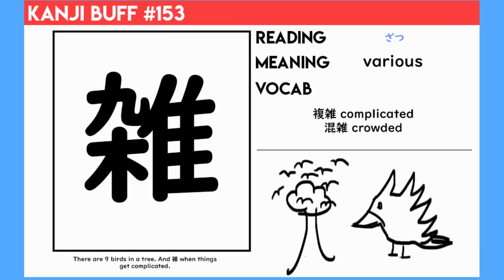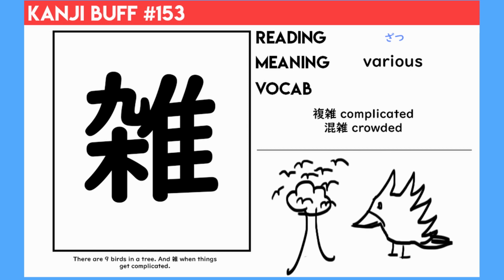So first one today is number 153, which is zatsu, which means complicated or various. So how can you imagine this? This right side radical here is supposed to be like a turkey or a bird. You can see that there's like little feathers here, and that's like a little plume, and that's like its little spiky head thing. And then on the left side is just 2 separate kanji. We have 9 and we have a tree.